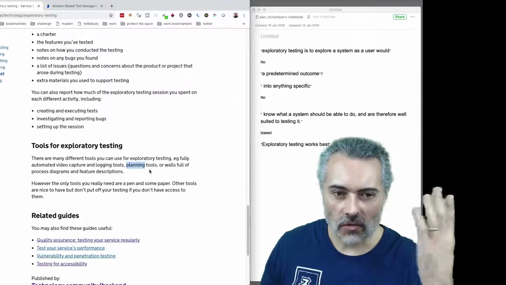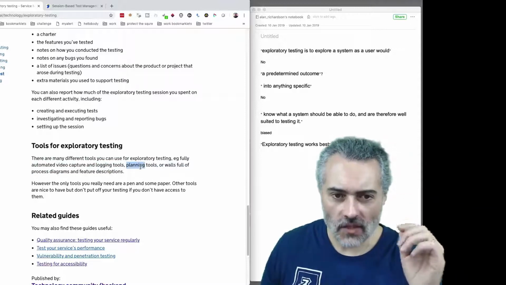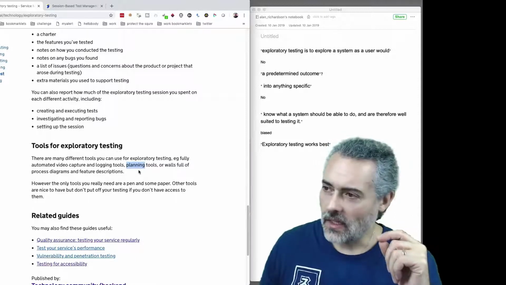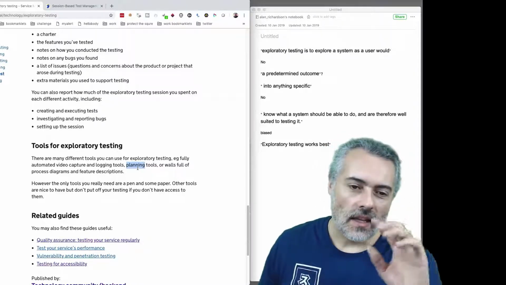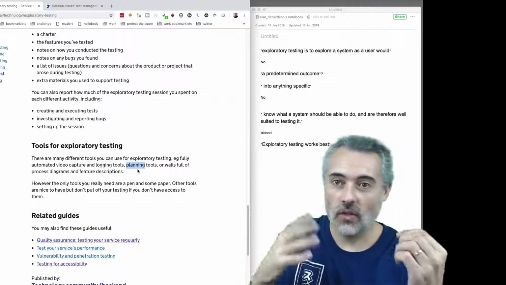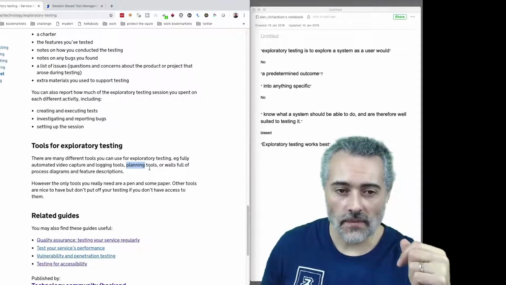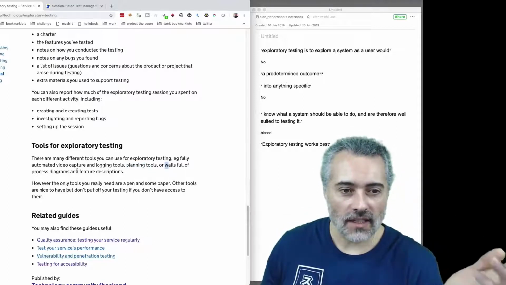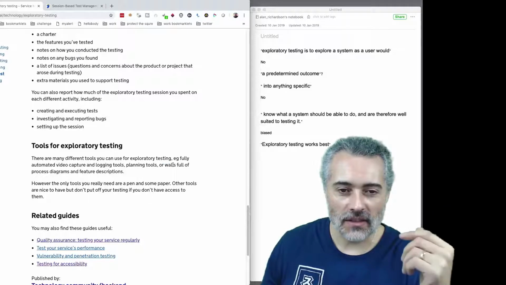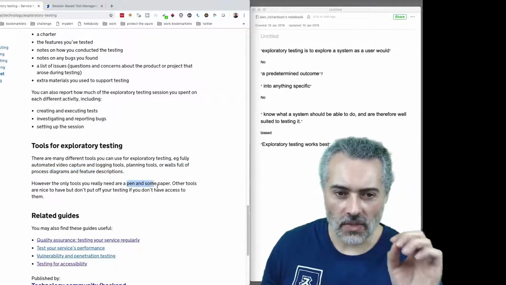Planning tools, doesn't say what they are. Is this Gantt charts? What is this? Because very often, if you're coming up with charters, so if this was in Jira, I might well have charters as a list somewhere of things I want to test, but more likely they're just going to be a list of bullets on a story. Walls full of process diagrams and feature descriptions. Okay, this is sounding less and less like exploratory testing. However, the only tools you really need are pen and some paper.